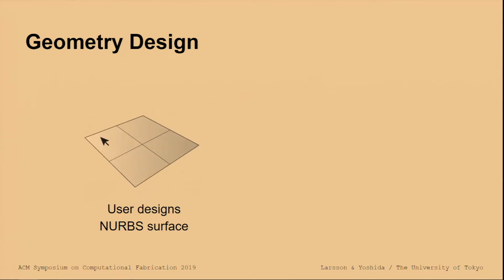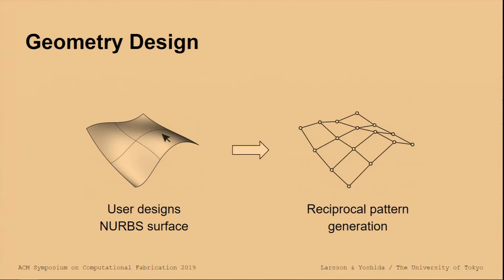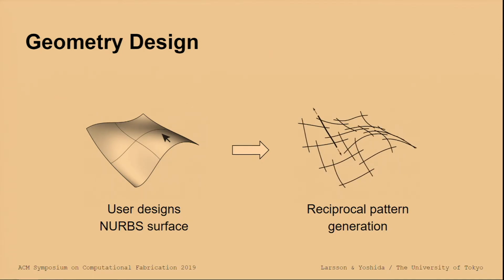And we want to make a general system, not just a one-off design. So we take a user-defined surface as the input for the system. And then we need to discretize this surface into branch-like components so that we can build this surface using the branches. So the system generates a reciprocal pattern of target curves that are then projected to the surface. And with this kind of structure, relatively thin branches can make a relatively strong structure.